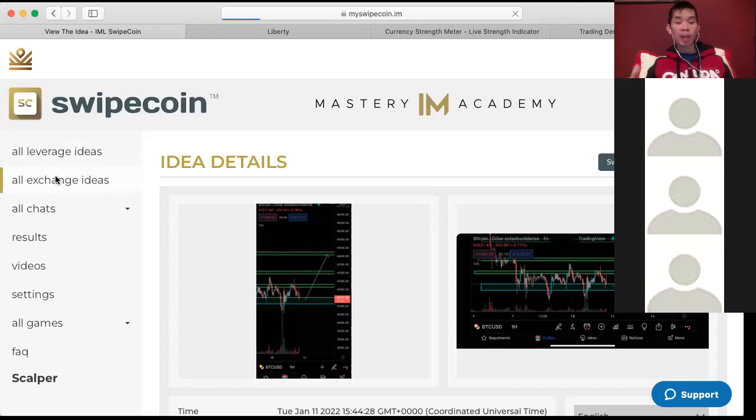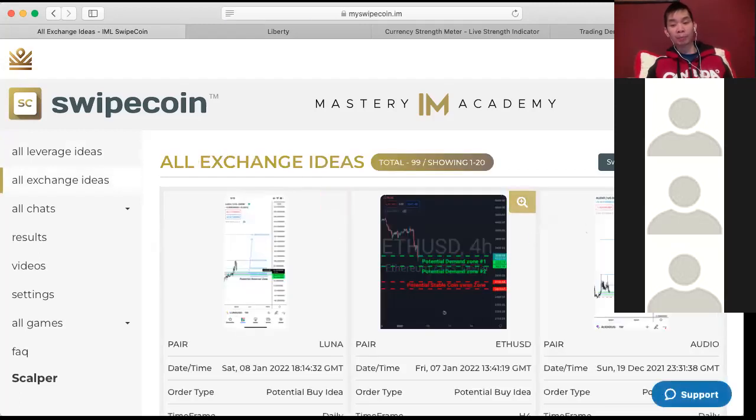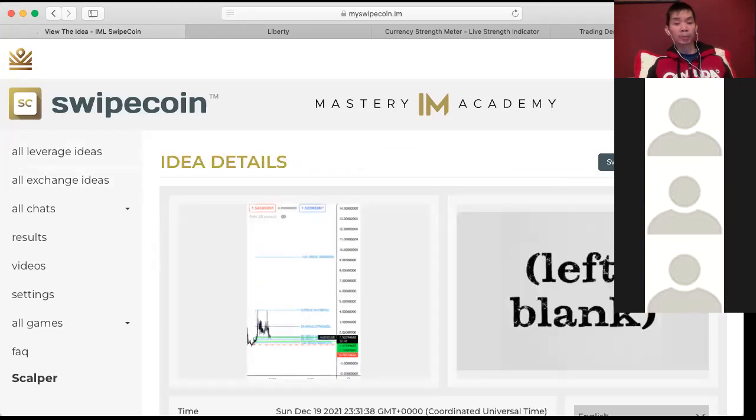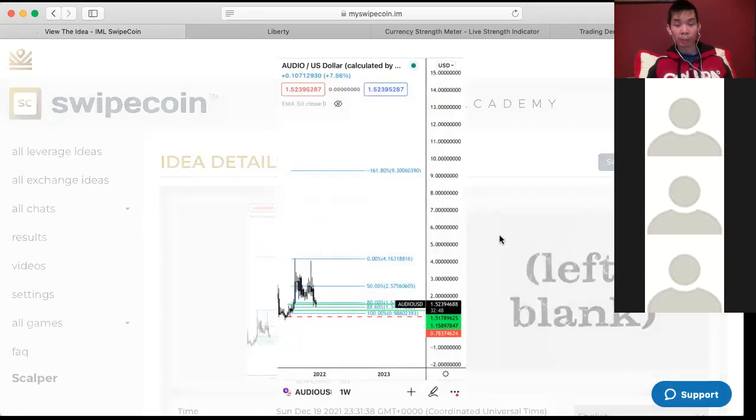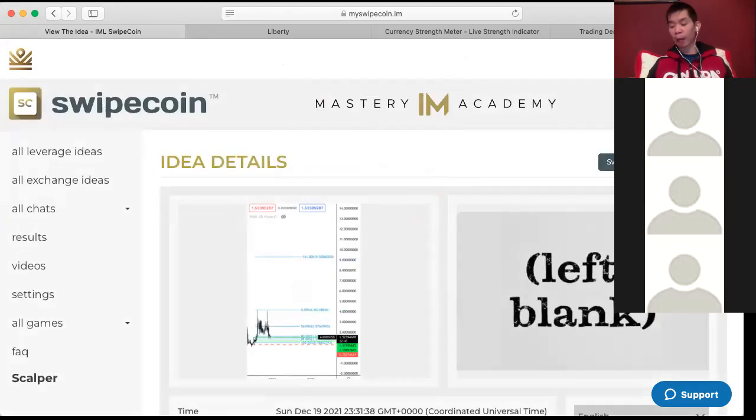Then exchange ideas are basically the same thing, except now they're doing tokens. Let me just zoom in here. So the audio to the US dollar. Depending on your location and country, some of these tokens won't show up on MetaTrader 4, and that's okay. There are different ones that will be sent to you. In my case, I don't have this audio on either.